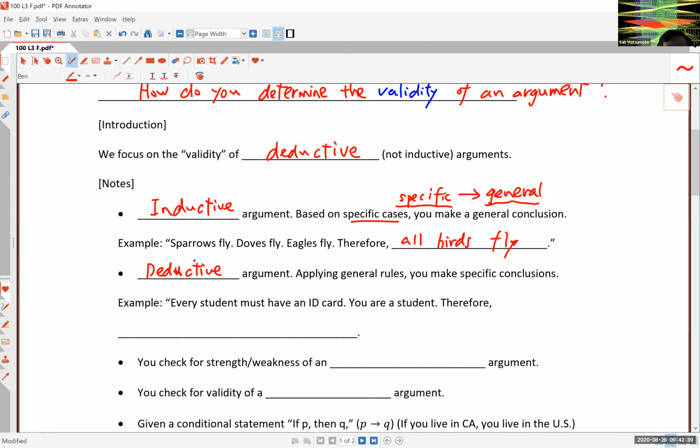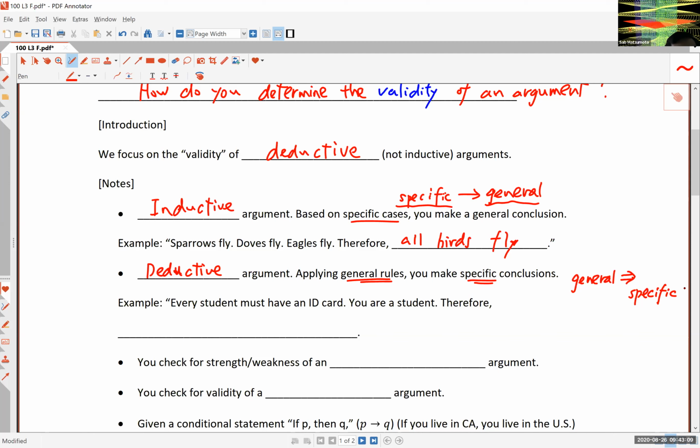What is a deductive argument? Okay, this is the opposite. So you have some general rule or general rules, and then you apply them to make specific conclusions. So the argument goes pretty much in the opposite direction. You have a general statement, sometimes called a theorem or an axiom or a postulate, and then from there, you apply that general rule to a specific case, and you make your conclusion.